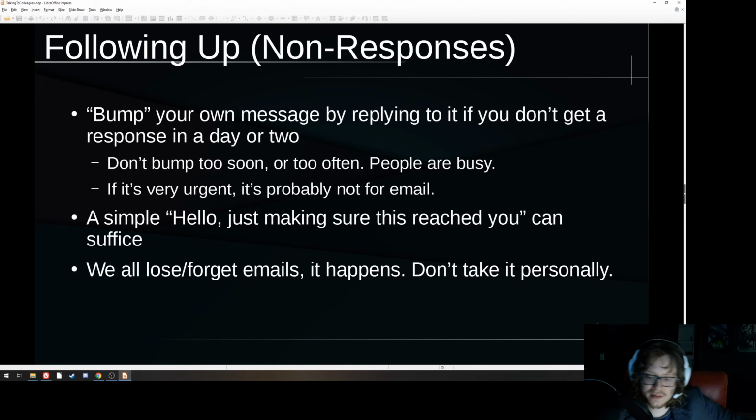And don't take it personally when people lose or forget your emails because, again, 100-plus emails a day. For some people, it happens all the time. It's not personal. It's just you got triaged to a lower priority level and ended up inevitably being ignored for a little bit. It happens. People are busy.